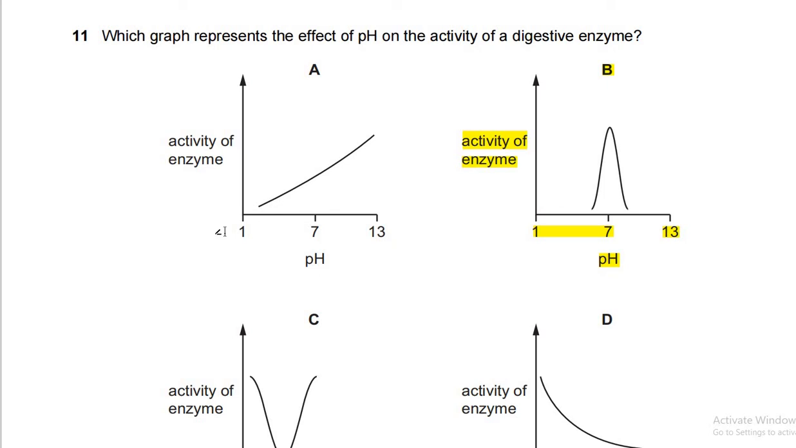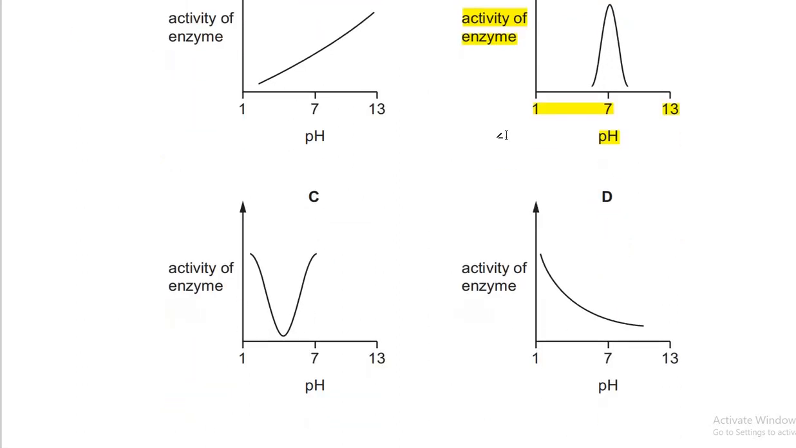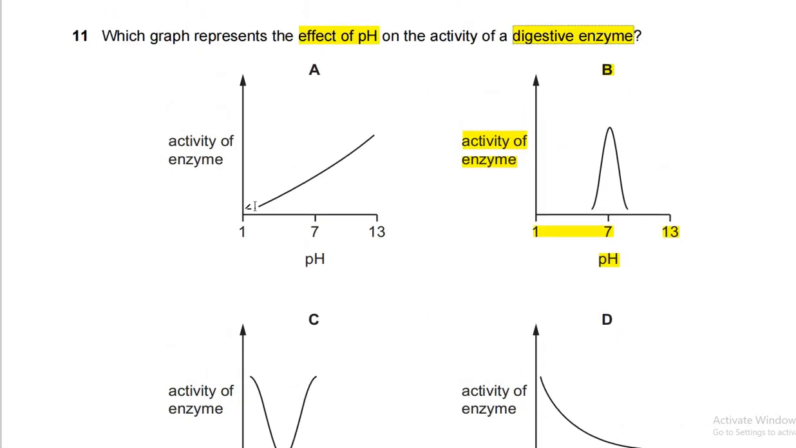Alright, so which graph represents the effect of pH on the activity of a digestive enzyme? So now they're asking the effect of pH on the activity of a digestive enzyme. So a digestive enzyme, you gotta look here. The first graph looks very vague because there has to be an endpoint, but there is no endpoint over here. If you look at graph B, it looks kind of sensible because there is definitely an endpoint.